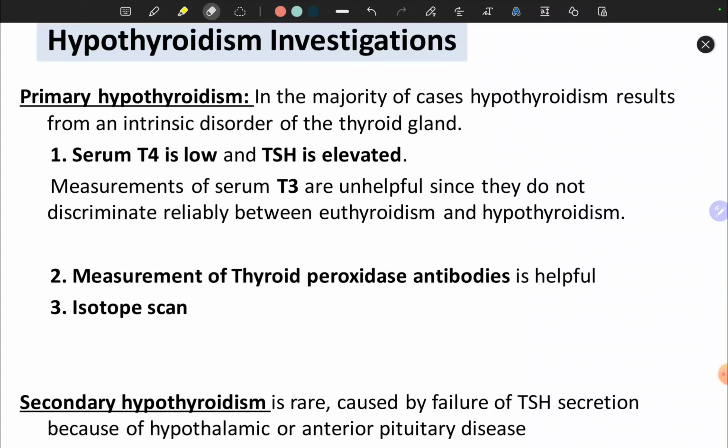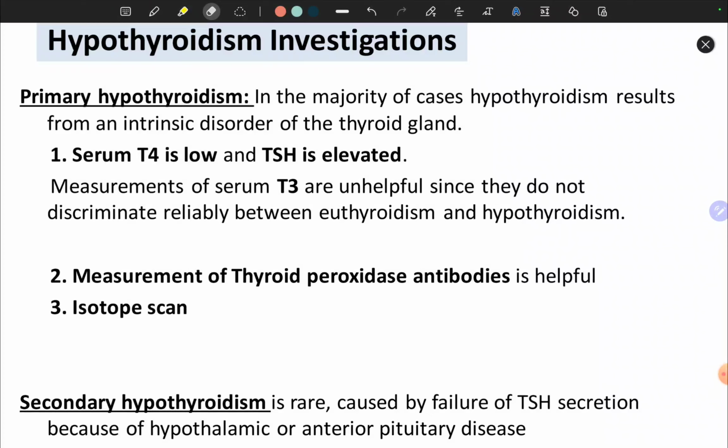In cases of hypothyroidism, we do not rely on T3 level because it doesn't give us enough information about the thyroid status. Okay? So basically, we send for T4 and TSH. But in the case of hyperthyroidism and thyrotoxicosis, T3 is important. Why? Because measurement of T3 is unhelpful in hypothyroidism since it does not discriminate reliably between euthyroidism, meaning normal thyroid functioning, and hypothyroidism.